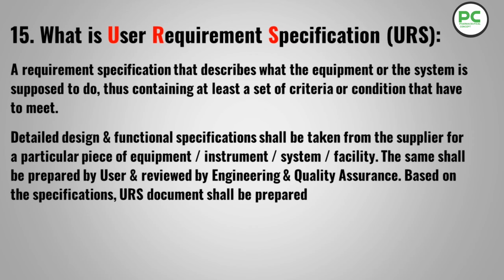What is User Requirement Specification (URS)? A requirement specification that describes what the equipment or system is supposed to do, containing at least a set of criteria or conditions that must be met. Detailed design and functional specifications shall be taken from the supplier for a particular piece of equipment, instrument, system, or facility. The same shall be prepared by the user and reviewed by engineering and quality assurance. Based on the specification, the URS document shall be prepared.